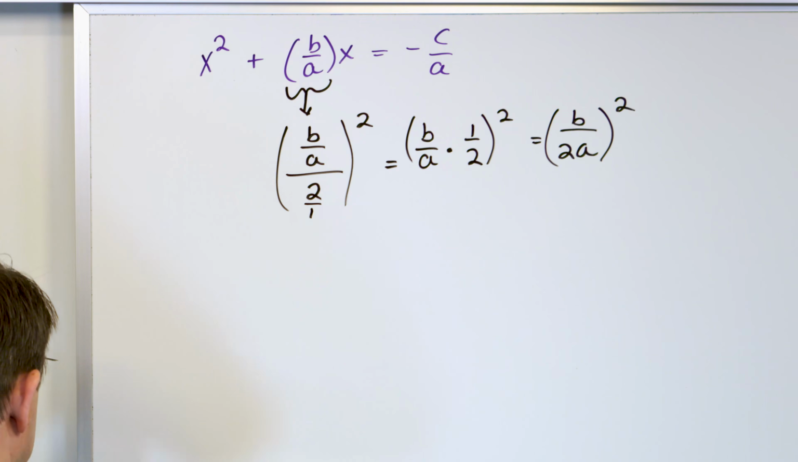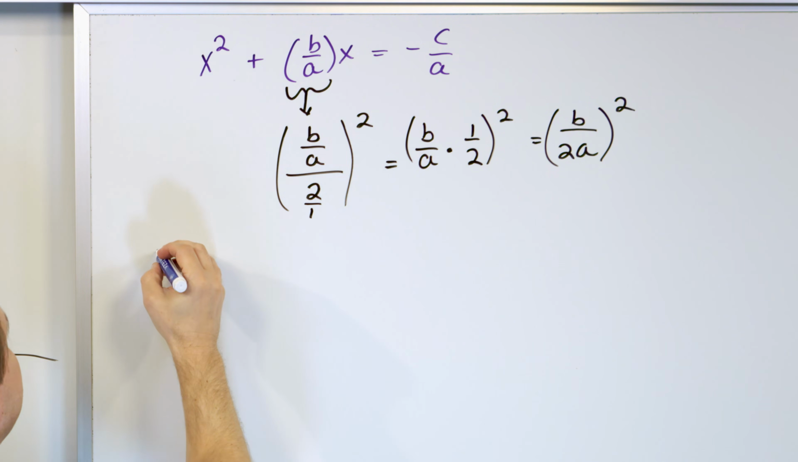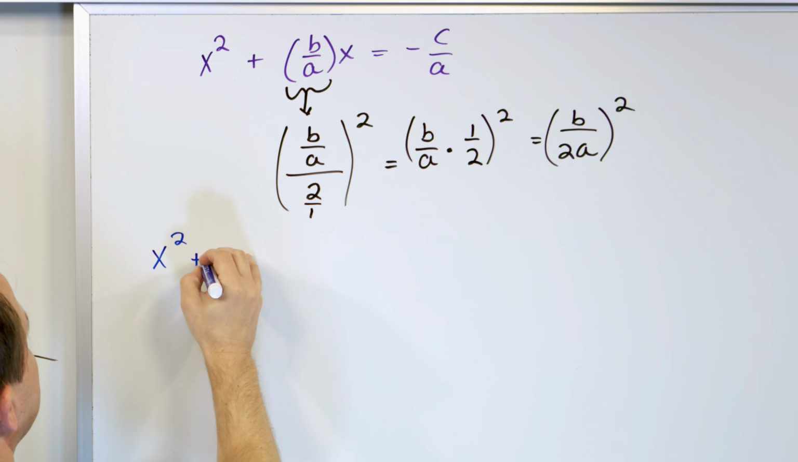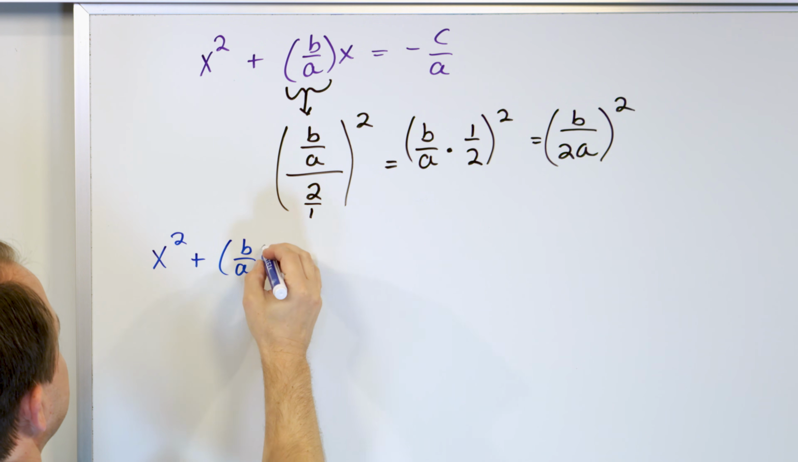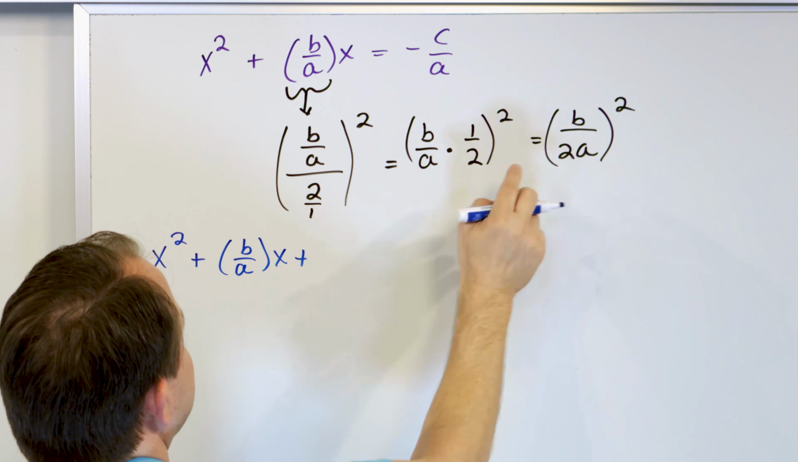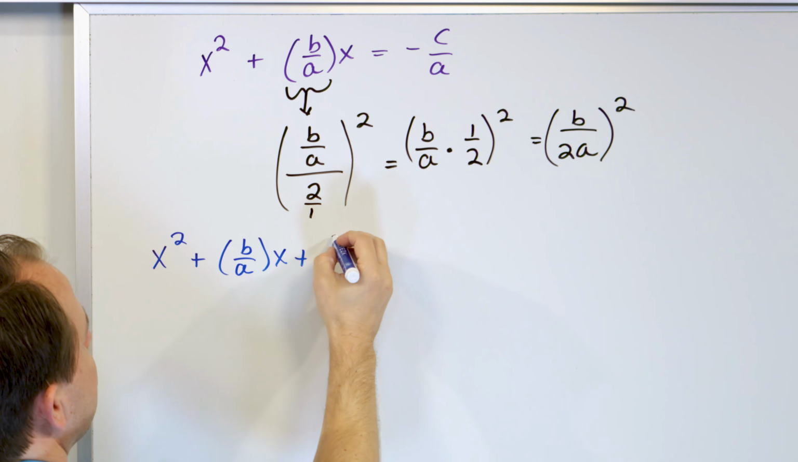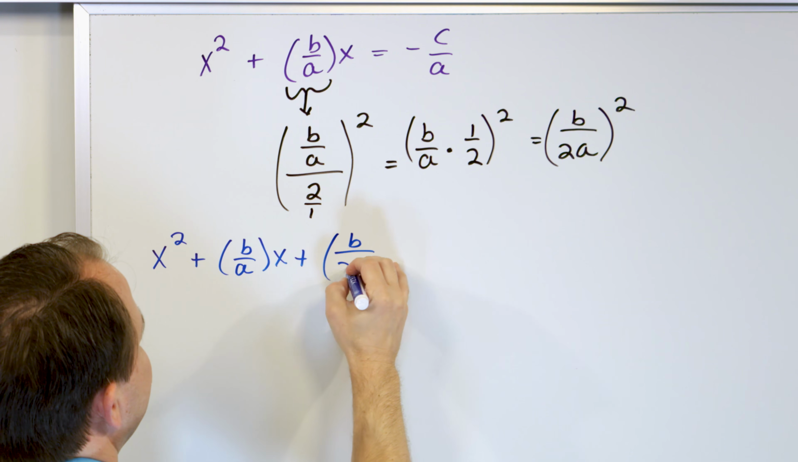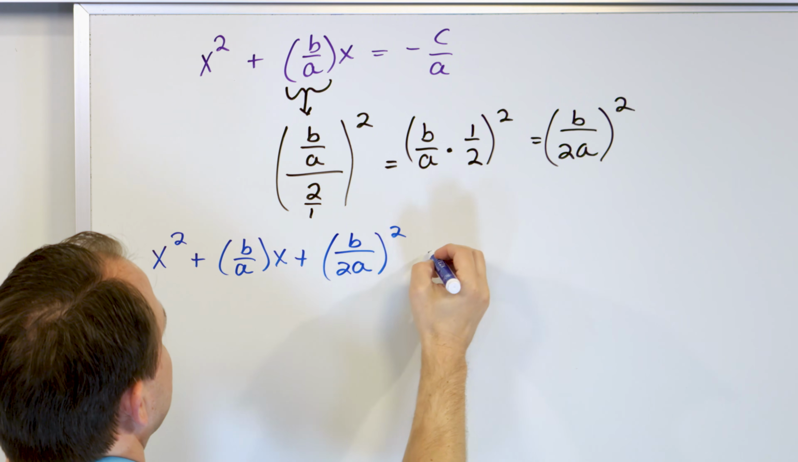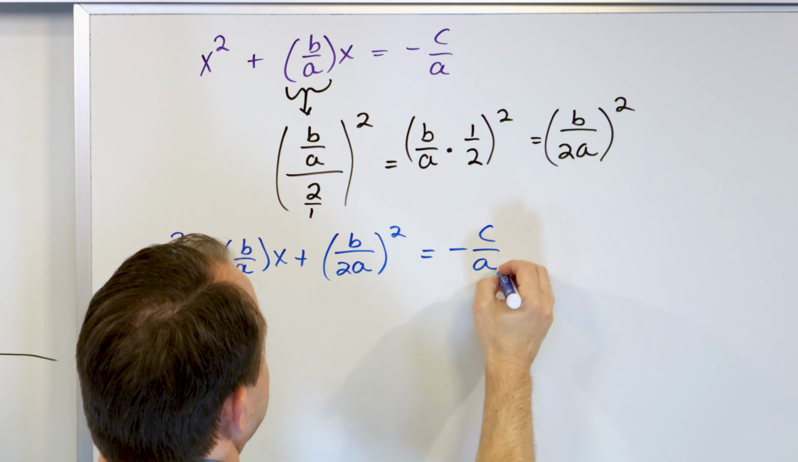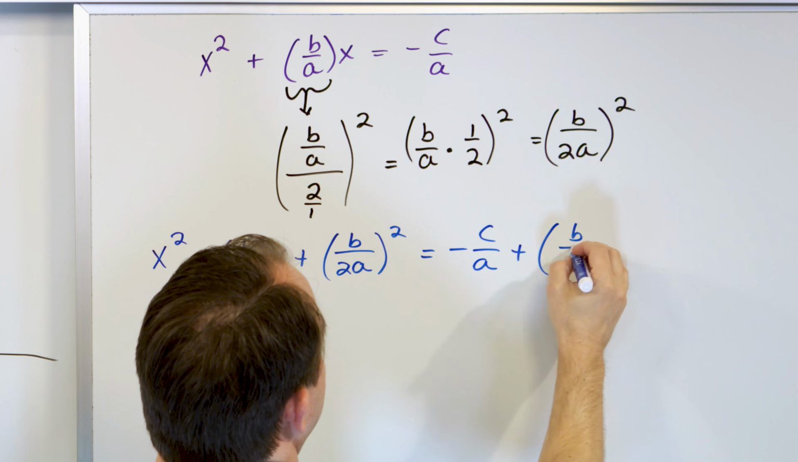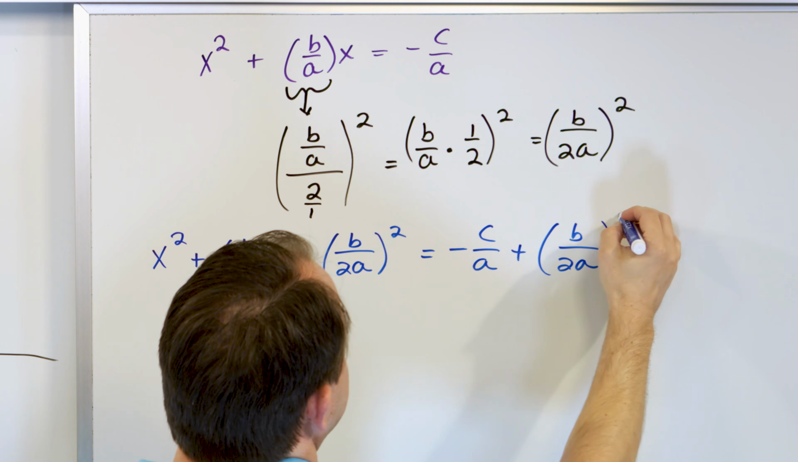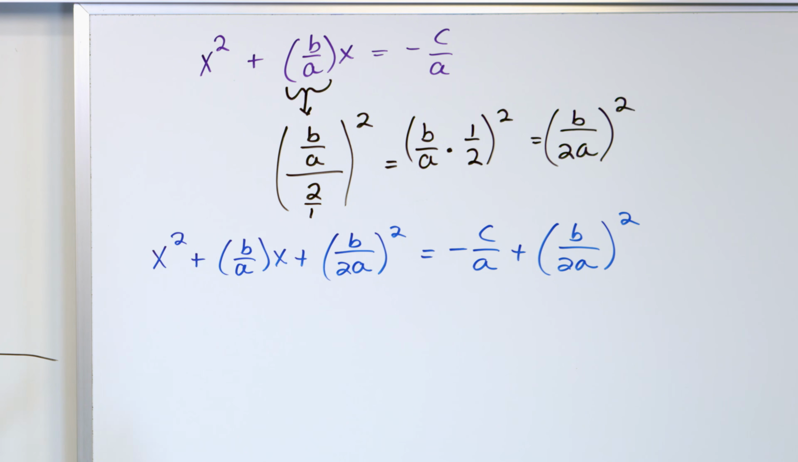So let me switch colors. And we're going to add that quantity to both sides. So it's going to be x squared plus quantity b over a times x, plus this thing, which is 1/2 of that coefficient squared. So b over 2a quantity squared is equal to negative c over a plus b over 2a quantity squared. So I just added that to both sides of the equation, which is what I have to do.